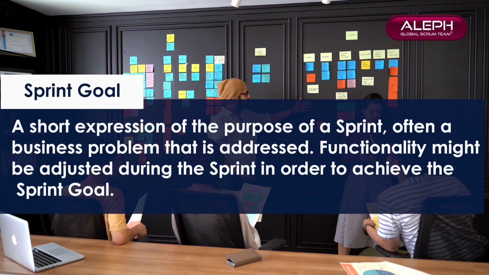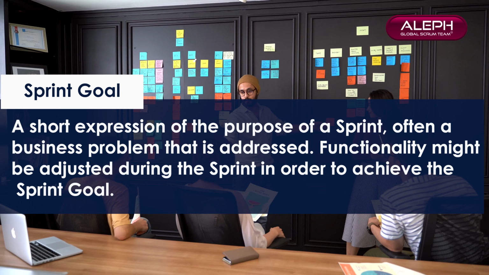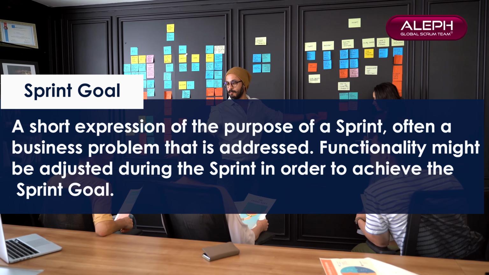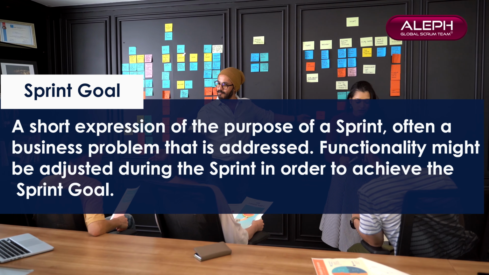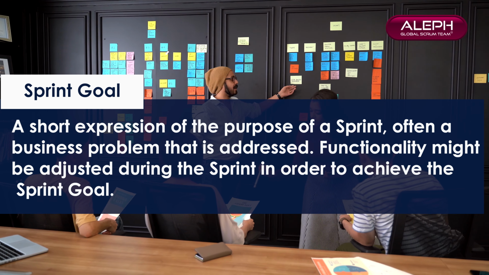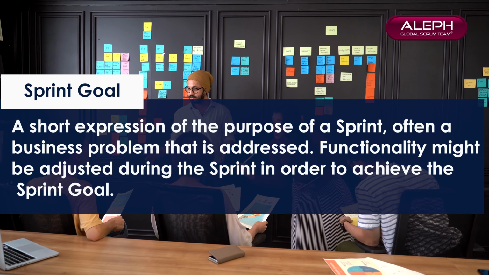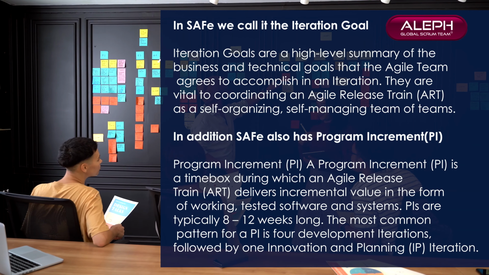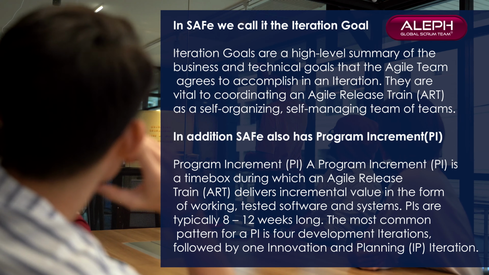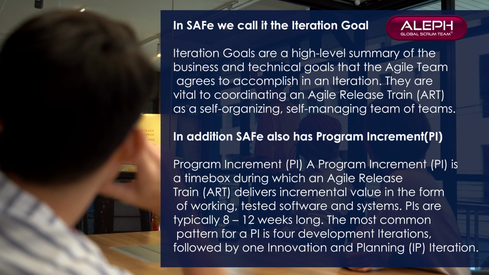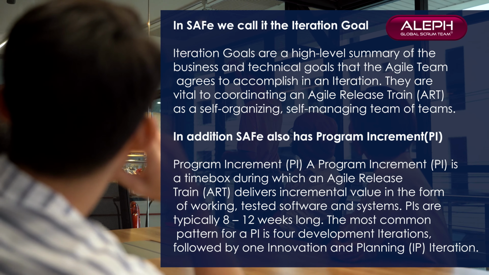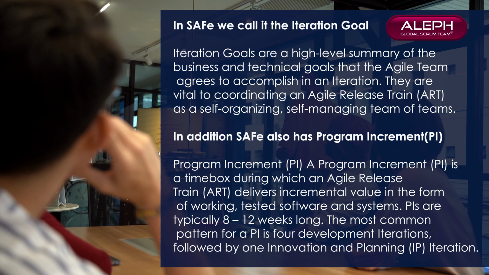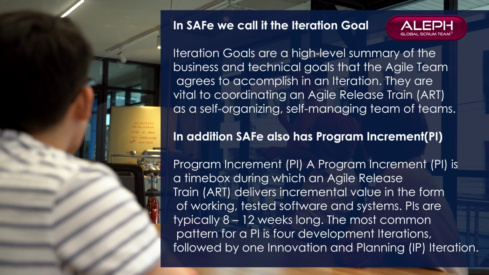Sprint Goal. This is a short expression of the purpose of a sprint, often a business problem that is addressed. Functionality might be adjusted during the sprint in order to achieve the sprint goal. In SAFe, we call this the Iteration Goal. These are a high-level summary of the business and technical goals that the Agile team agrees to accomplish in an iteration. They are vital to coordinating an Agile release train, an organizing, self-managing team of teams.